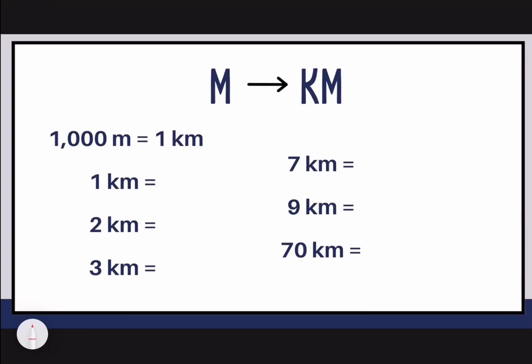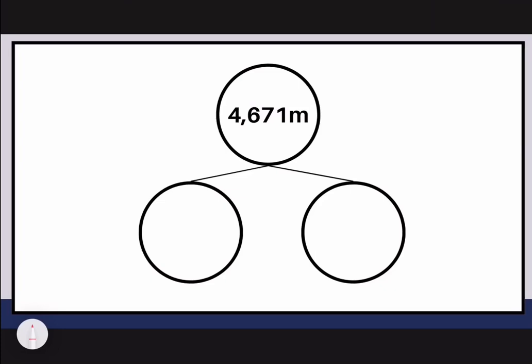Let's switch our thinking to meters and kilometers. This time, it takes 1,000 meters to make 1 kilometer. So if I have 1 kilometer, that's really like saying I have 1,000 meters. And if I have 2 kilometers, that means I have 2,000 meters. I can easily find that pattern to help me. So again, if I have 70 kilometers, that would be like I have 70 thousands. So 70,000 meters.